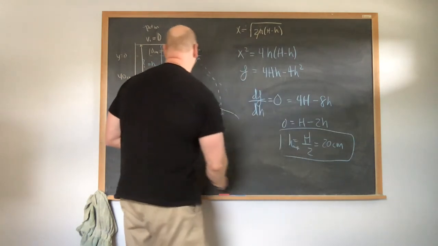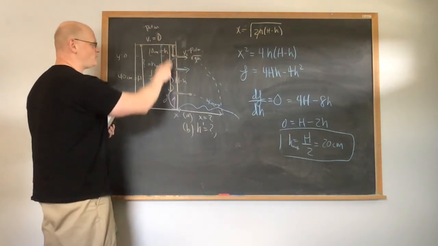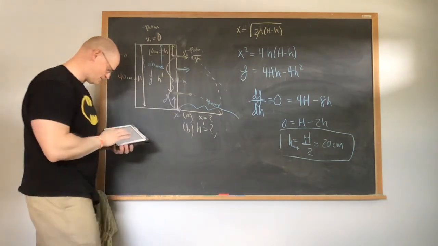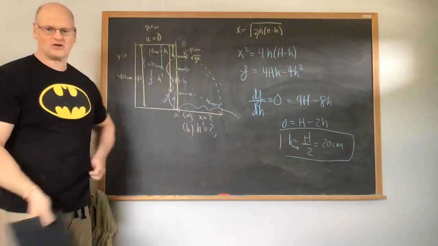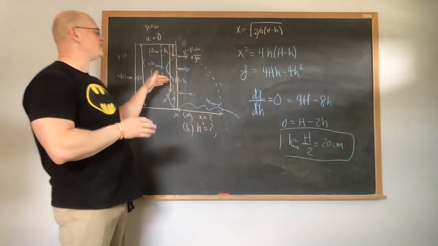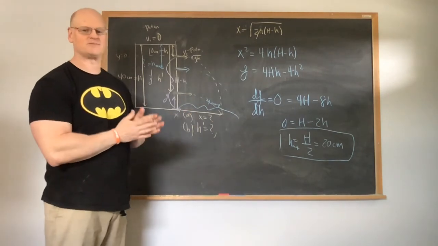So this means that the location at which I want to cut this below the surface is exactly halfway, and that's going to maximize the amount of distance this thing can travel. So this will maximize the projectile motion, or how far the water is going to reach from the base of this particular container.